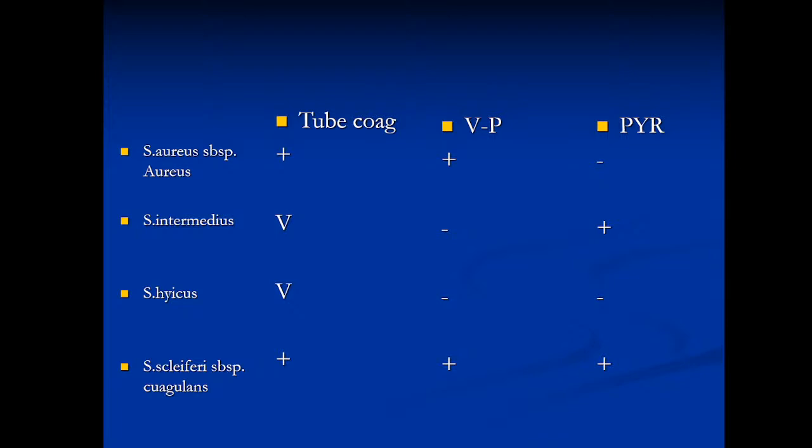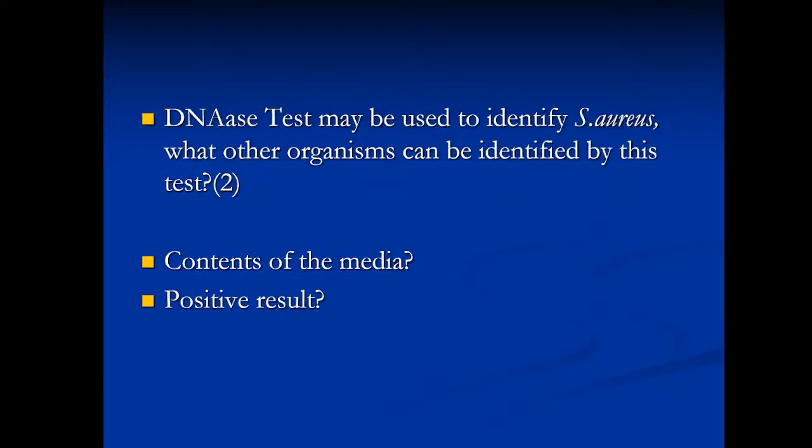Yes. Sorry. So Voges Proskauer is going to differentiate Staph intermedius and Staph hyicus. It will be used for that. Staph hyicus will actually test negative in most cases for Voges Proskauer and PYR. For your information. So these are the results. Please be mindful of these results because you need to remember this, especially if it's going to be for biochemicals. Now, let's move on to DNase test.